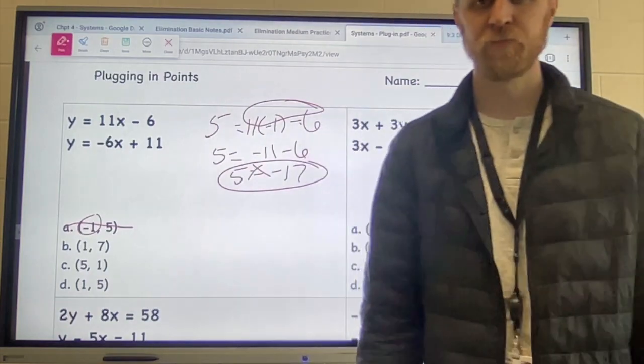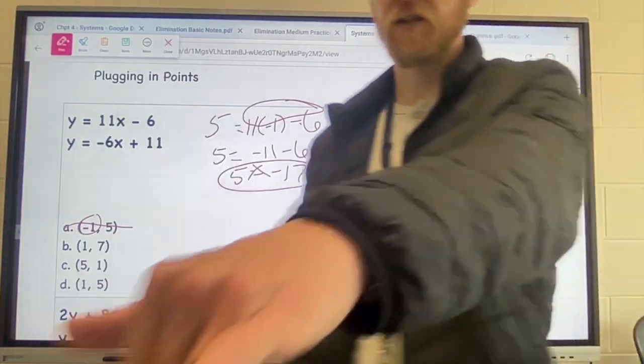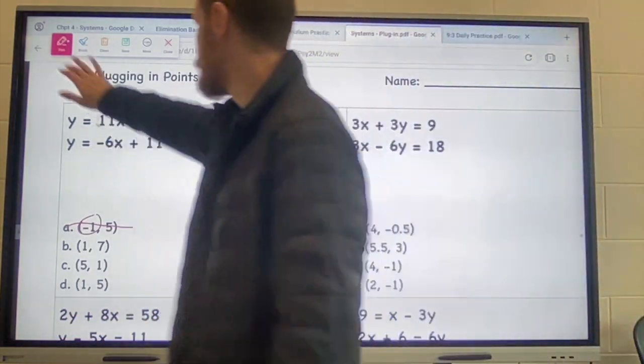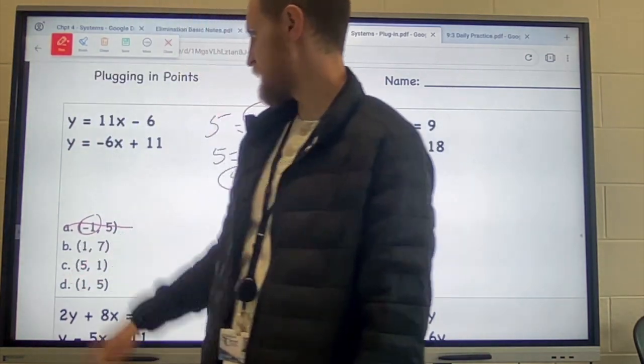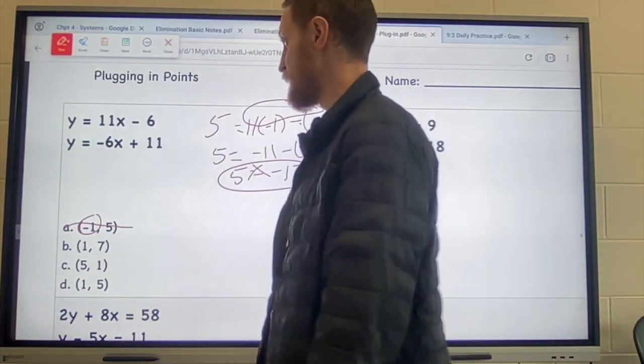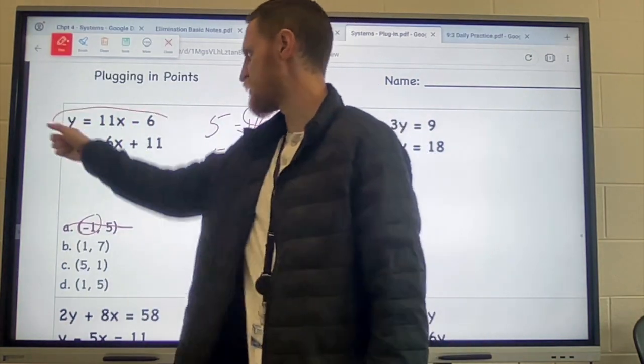That can't be it. So then we try something else. Let's do the 1 and the 7. I don't know why I just pointed to the screen. So if we do 1 and 7, that means the x value is 1 and the y value is 7. So I'm going to do the exact same thing. I'll just use this first equation.